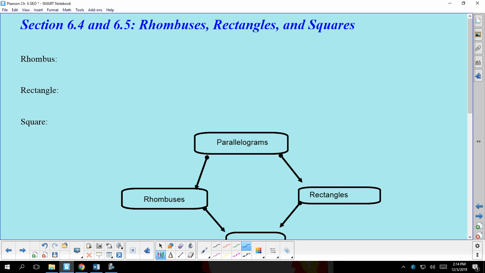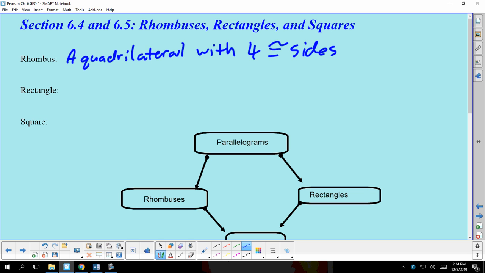Types of parallelograms in this particular lesson. The first we're going to look at is a rhombus. A rhombus is just a quadrilateral with 4 congruent sides. Rhombuses are also parallelograms.